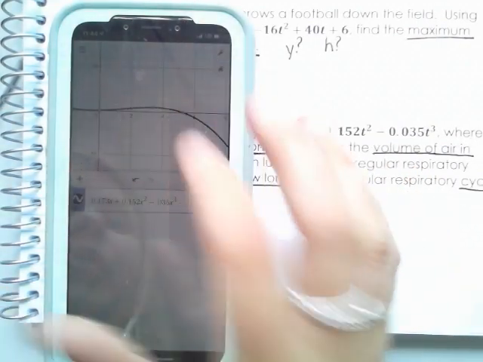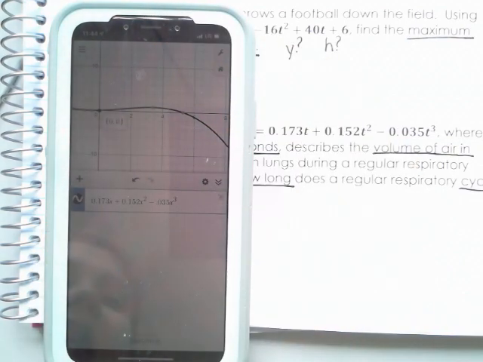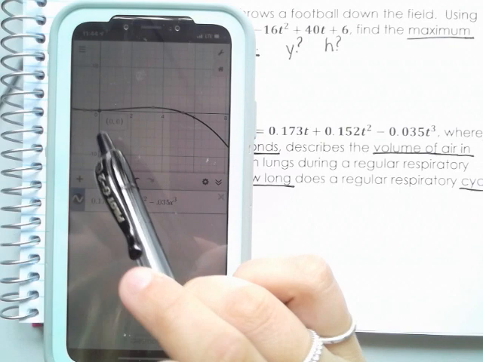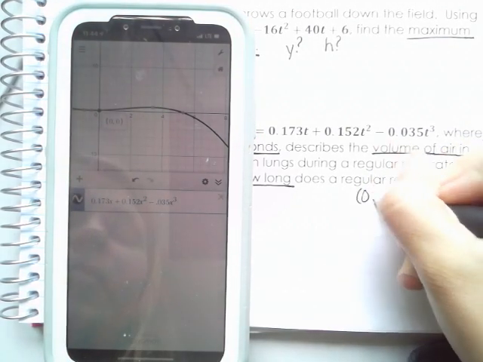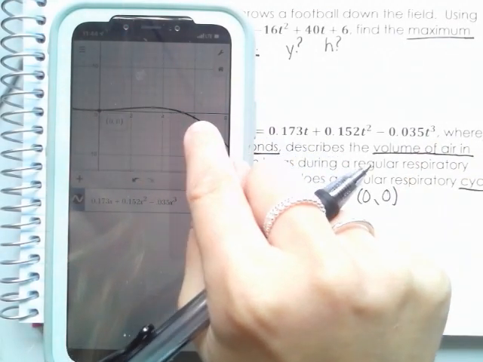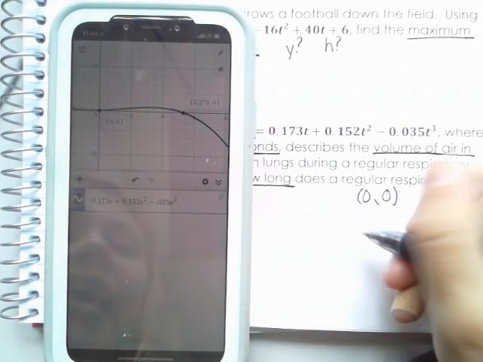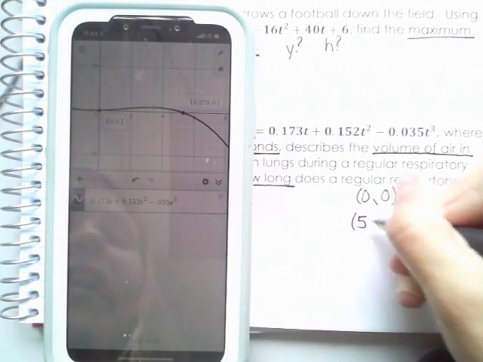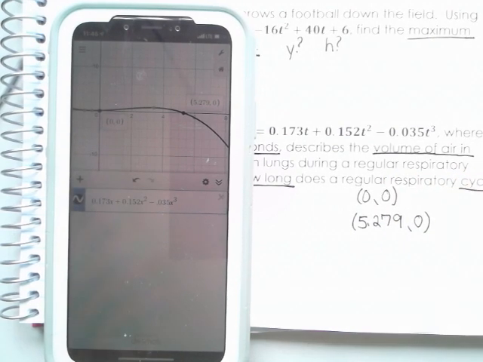When we tap on that graph, first of all, we see that it has a root or an x-intercept at 0, 0. So this baby starts at 0, 0. And we don't care about the maximum, but we care about how long it lasts. So we come over here to where it ends. And we see it ends at 5.279, 0. Remember, we don't look at the negatives because negatives are just not applicable in real life.